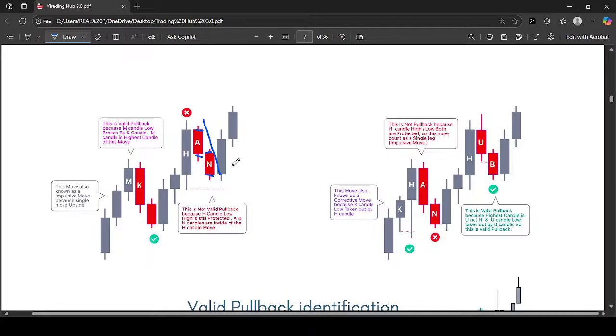But the fact that these two candles are bearish candles does not validate the fact that we have a pullback here, right? These are bearish candle formations, but not pullback. Bearish, correct. But pullback, no.